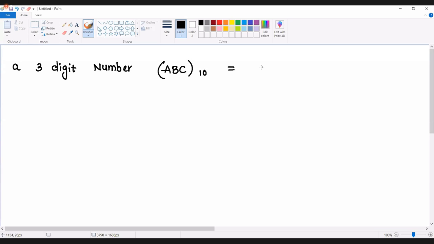So ABC in base 10 we can write as C into 10 raised to the power of 0, plus B into 10 raised to the power of 1, plus A into 10 raised to the power of 2. This is the expansion of the number. This is a 3-digit number. If you observe the divisibility with 9, you want to check the divisibility with 9.